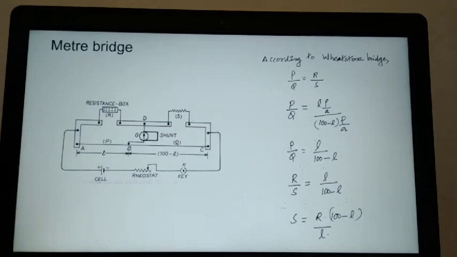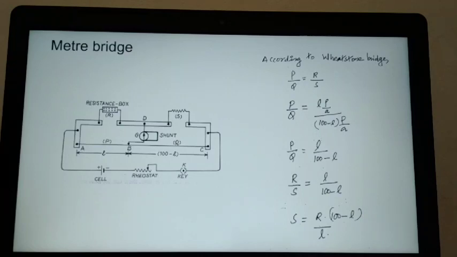Suppose A is the area of cross section, L is the length, and rho is the resistivity. So P should be L into rho by A, and Q will be (100 minus L) into rho by A. That is, resistance is equal to length into resistivity divided by area of cross section. So P by Q will become L by (100 minus L). From the first equation, we can write P by Q is equal to R by S.